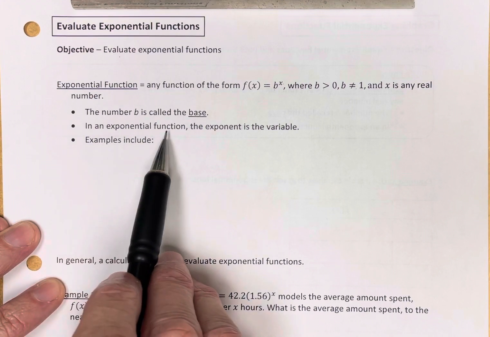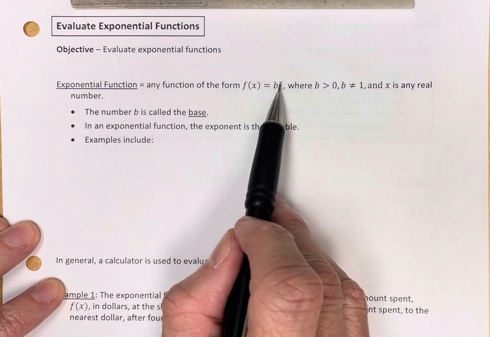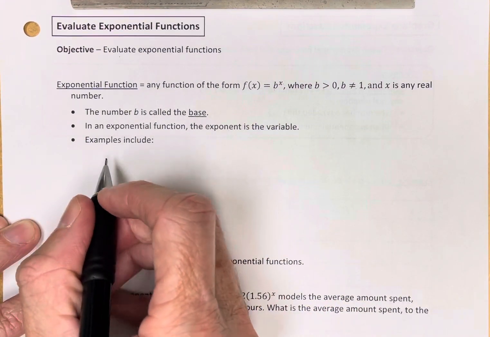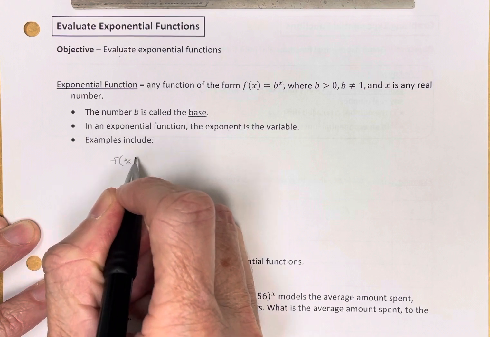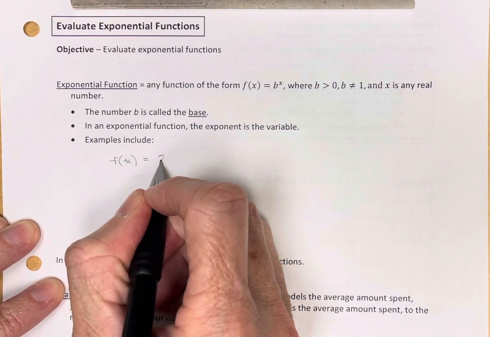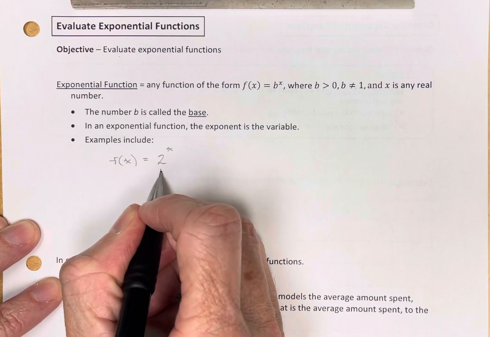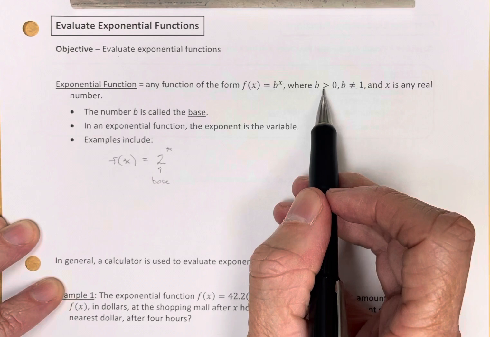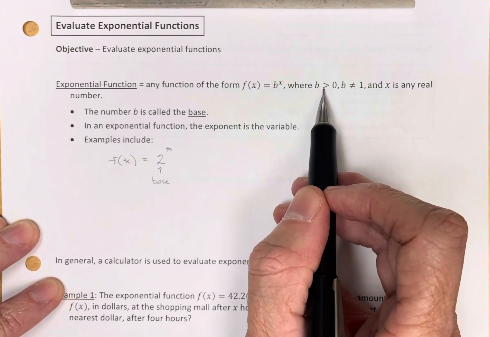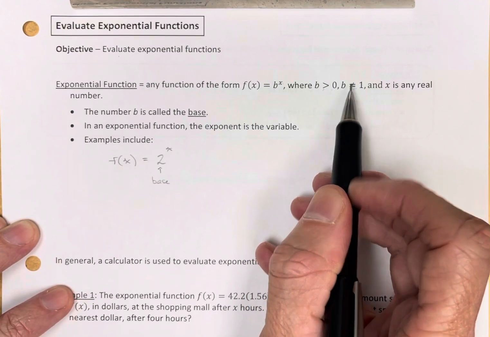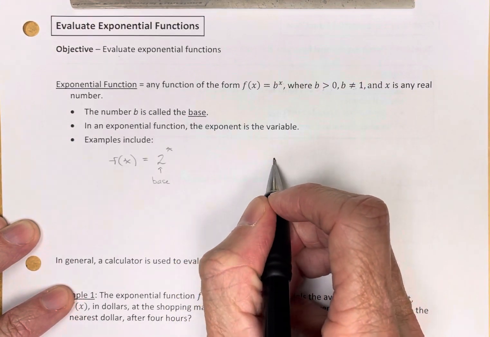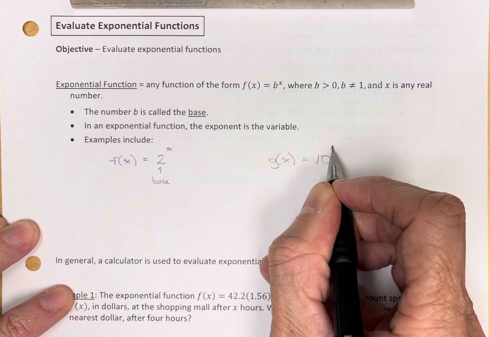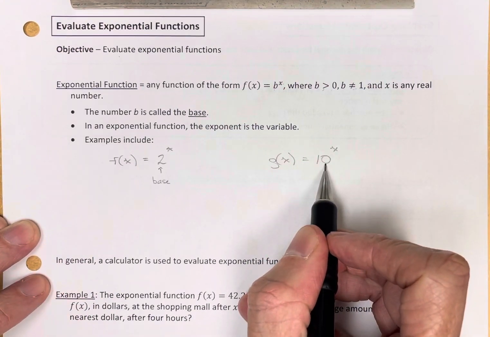Okay, as I mentioned, the number b is called the base. In an exponential function, the exponent is the variable, like here. Examples include, I got 4 examples for you. How about f of x equals 2 to the x? And again, the number 2 here is the base. As a reminder, the base is positive, not 0, and the base can also not be equal to 1. Let's do g of x. Another example here. How about 10 to the x? So the base here is 10.